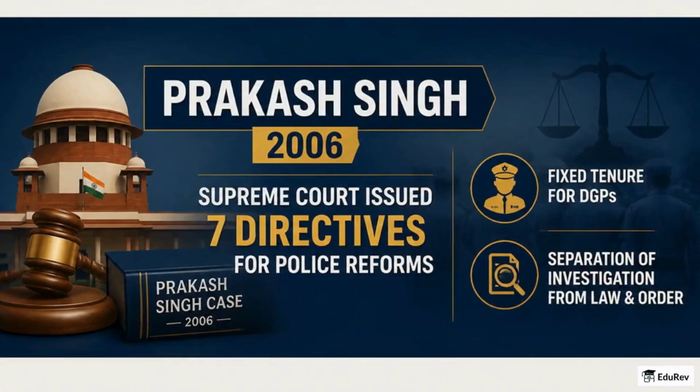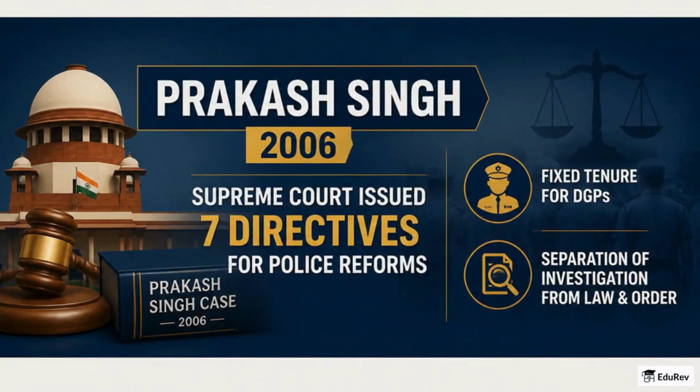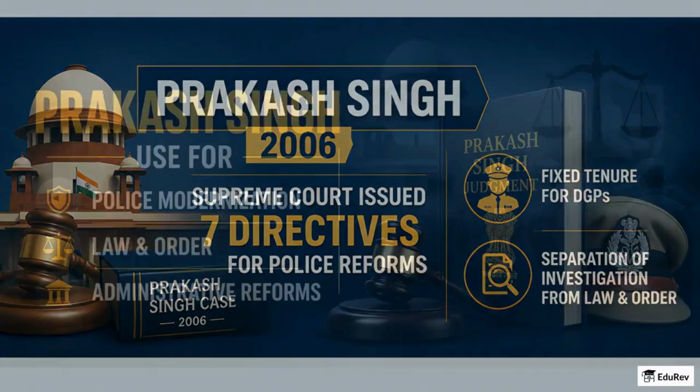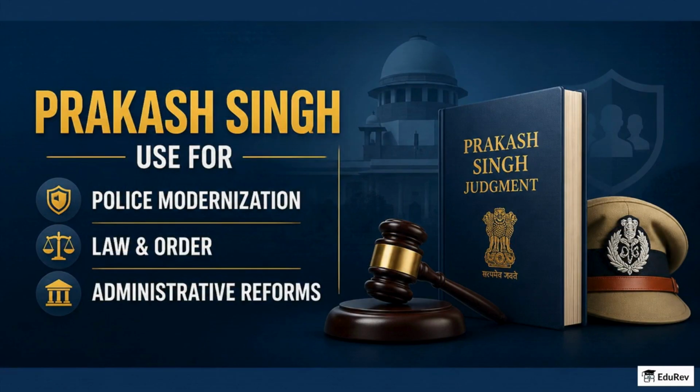Prakash Singh, 2006. The court gave seven directives for police reforms to curb political interference and improve accountability, like fixed tenure for DGPs and separation of investigation from law and order duties. Use Prakash Singh when you discuss police modernization, law and order, and administrative reforms in mains answers.